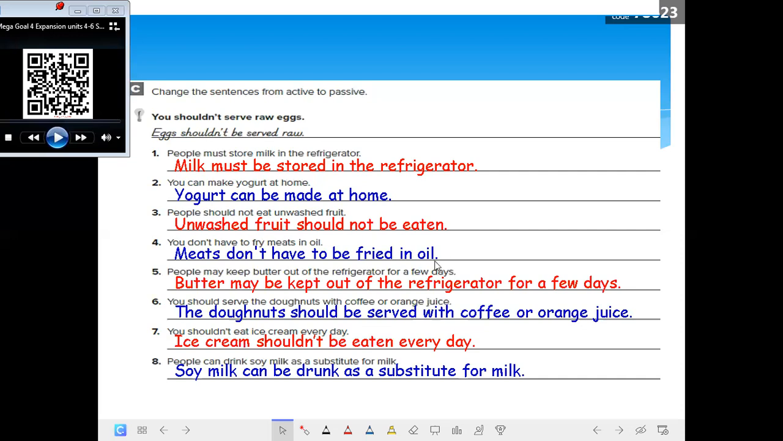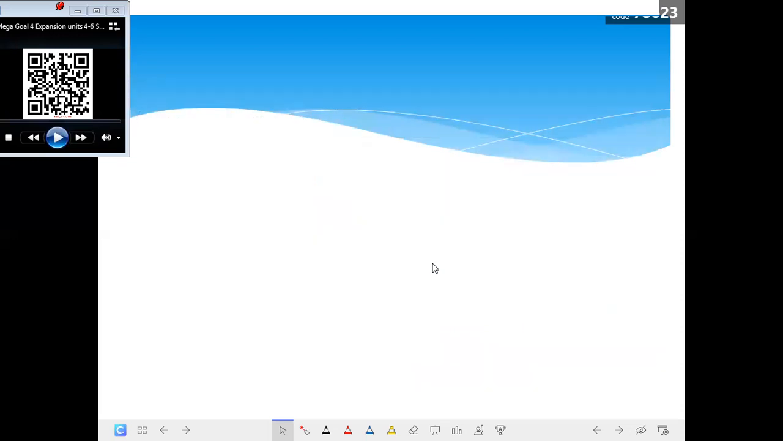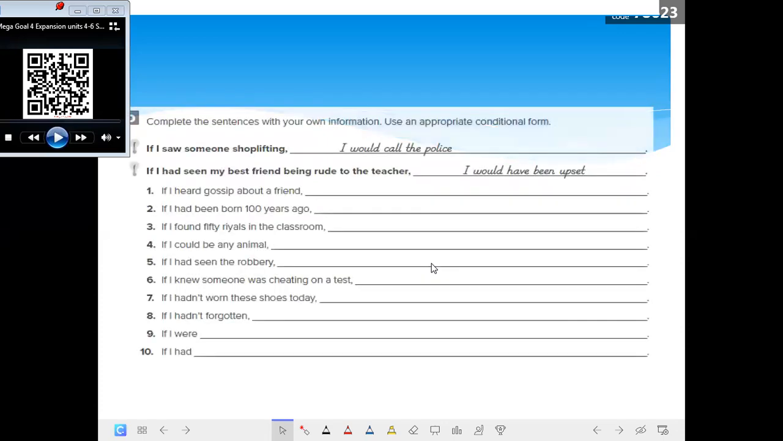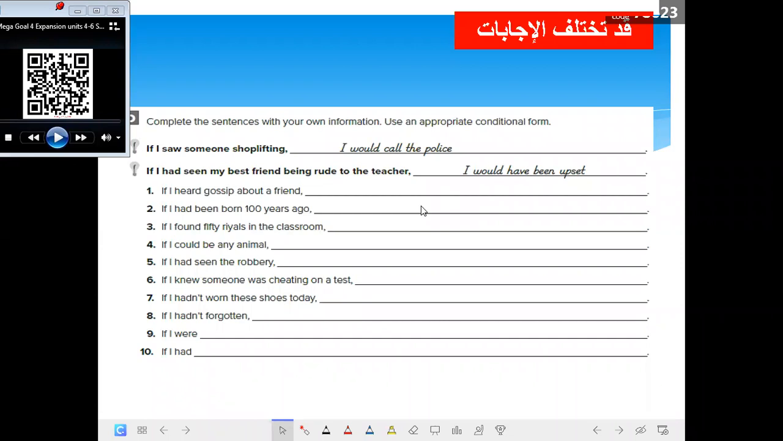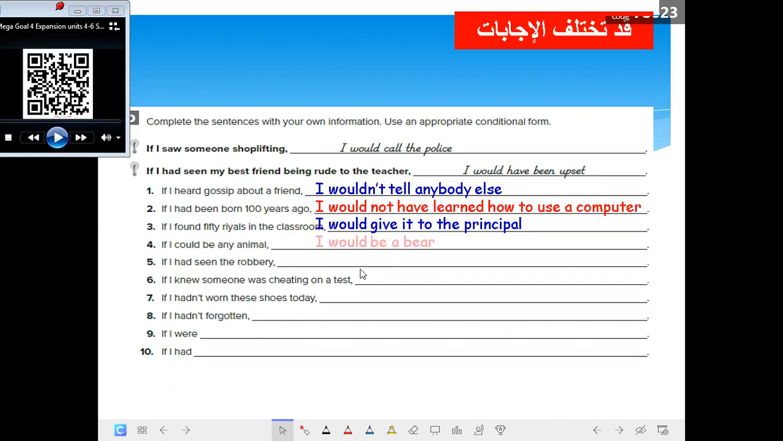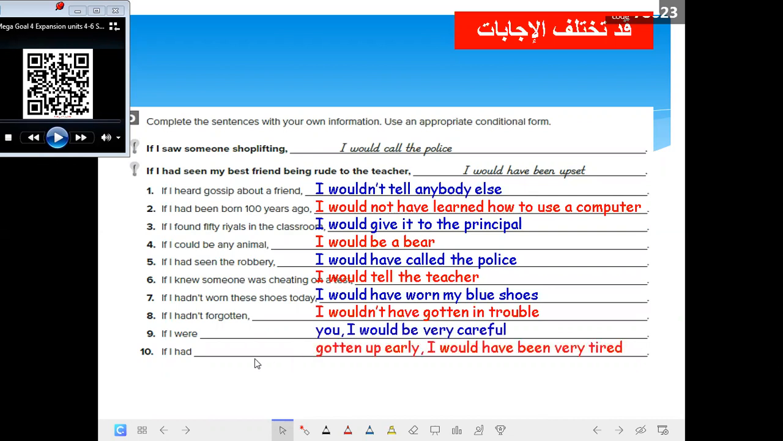طيب نروح كده على page 69. On this page there are two exercises, exercise D and exercise E. For exercise D, he wants you to complete the sentences with your own information. Use an appropriate conditional form. So the answers, my dear students, here for this exercise may be different, but I will show you some answers and I want you to look at them carefully and you can write them or write similar answers, okay? But I want you to write them in a correct way.